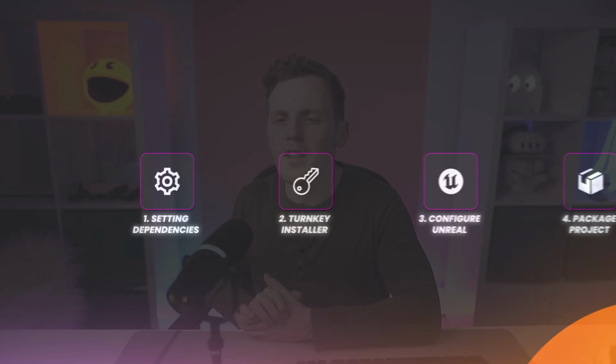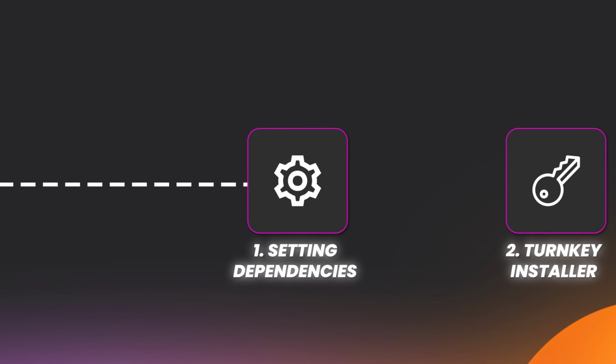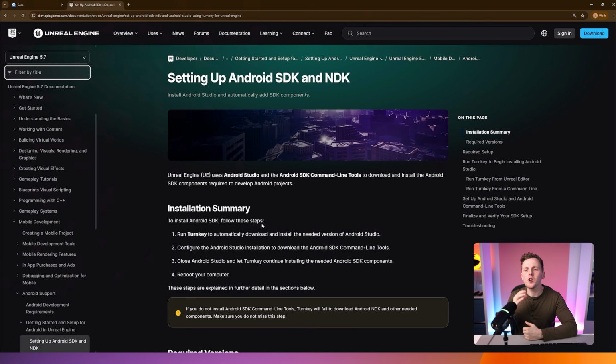Super exciting stuff. That being said, let's jump straight into step 1, which is all about setting up the dependencies in Android Studio. So when it comes to setting up the dependencies, Unreal Engine actually installs a lot of these for you as part of its turnkey installation. That being said, we can go over to the Android documentation for Unreal Engine to find out exactly what we need. For us, all we need to do is install Android Studio and the command line tools, but we need to have a specific version of Android Studio specific to the version of Unreal Engine that we're using.